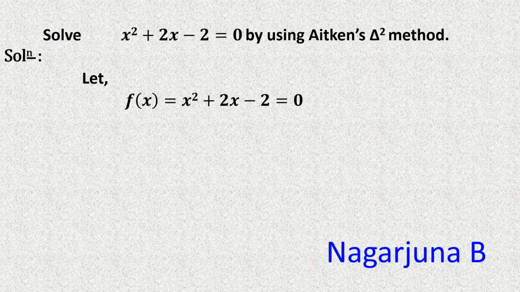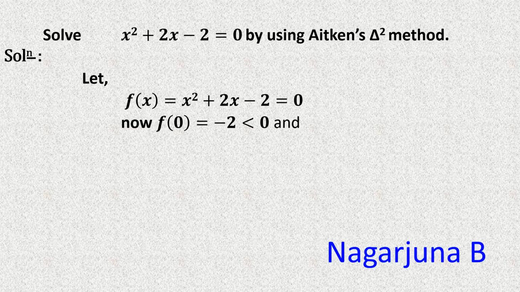Now we substitute the value of x as 0. That means by substituting the value of x as 0, f of 0 will be equal to minus 2. How do we get minus 2? 0 square is 0 plus 2 into 0 is 0. 0 plus 0 is 0 minus 2. 0 minus 2 will be minus 2. Therefore f of 0 is equal to minus 2, which is less than 0.